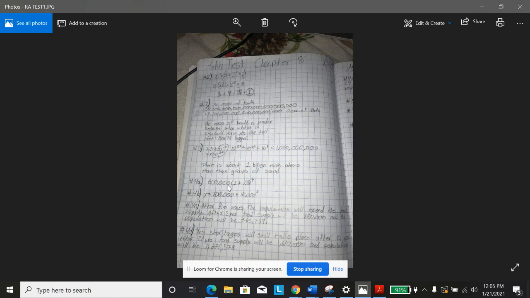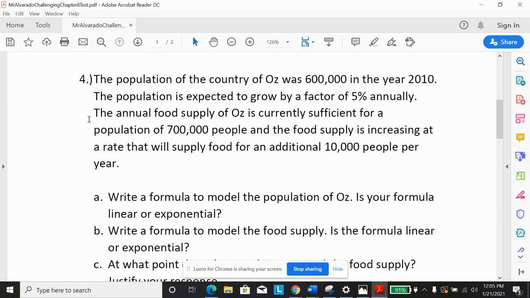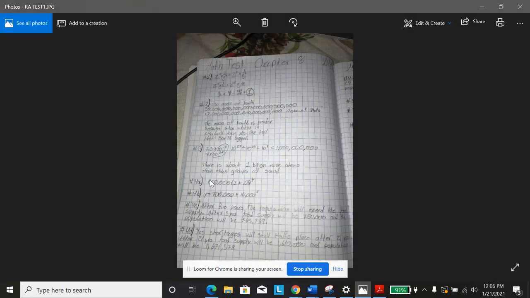Number 4A, perfect. You realized the exponential growth here. But 4B was actually a linear situation. So it says the annual food supply of Oz is currently sufficient for a population of 700,000 people, and the food supply is increasing at a rate which would be 10,000 people per year. So what you should have written is 700,000 as the y-intercept where you started, plus 10,000 times x. So this would be a linear growth, not exponential growth, which would change some of these answers down here.